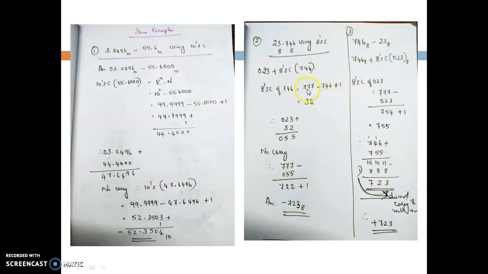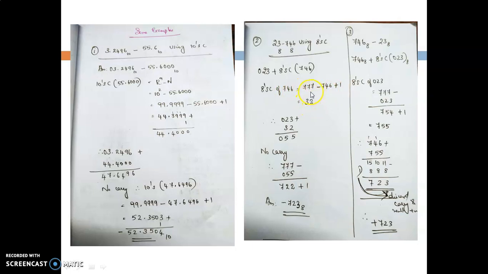Why didn't I represent 746.0? It is not necessary. Why? Because in the first number there is no decimal part, there is no fractional part. It is just written as only the whole number part. But if it was 23.1, then I should have taken the 746 as 746.0. But here both numbers are represented using whole number part only. So here I need to consider only the whole number part. So it is 777 minus 746 plus 1. So the result is 32.